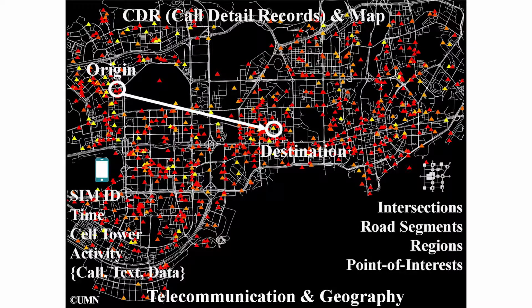We have been working on data from across different urban domains. For example, for the transportation domain, we're working on the CDR data, which is call detail records. Every record gives us a SIM card ID, a time, a cell tower, and an activity: is it a phone call, a text message, or a data connection. And for the geography domain, we are working on, for example, intersections, road segments, urban regions, and points of interest. By combining those two domains of data together, we have this cell phone tower heat map. For example, different icons here indicate different cell towers in the Chinese city Shenzhen, and the lighter the color, the higher the density associated with different towers here.